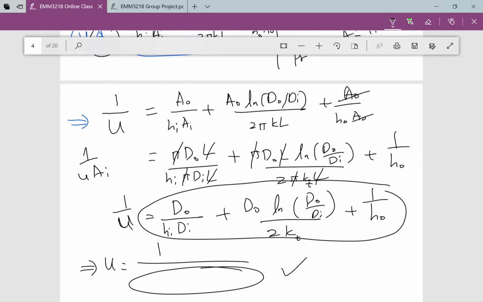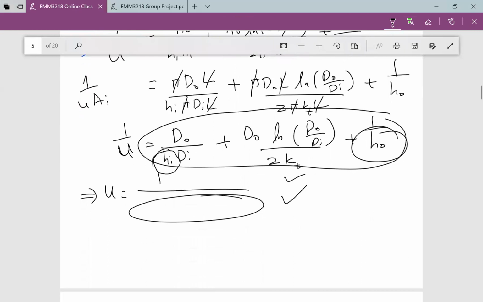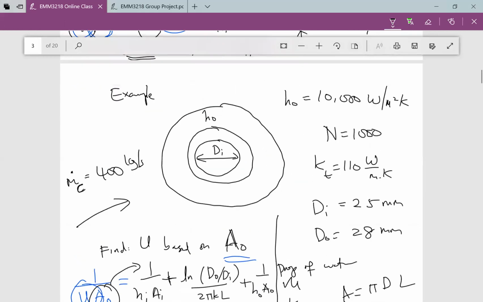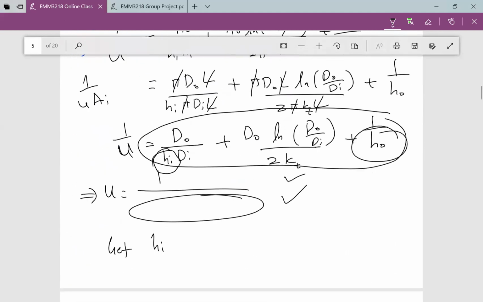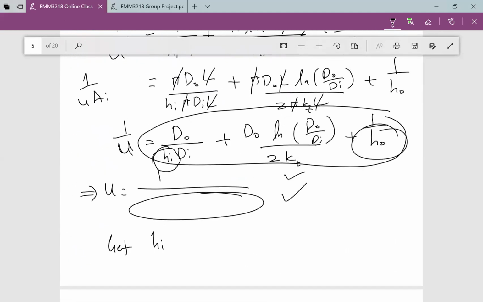So D outer, D inner is all given, conductivity is given. So H out is given, that's nice. You need to get H inner, H of the inner tube. It's not given, right? In the question, it's not given. So this is then related to chapter 8 because you need to get the heat transfer coefficient, convection of the inner tube. So it's internal flow. We're talking about this, if I make it 3D, this internal flow, right?